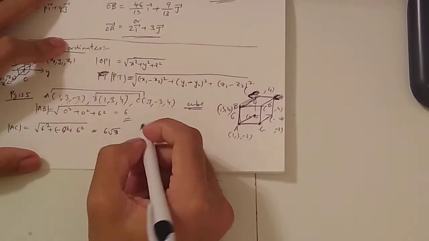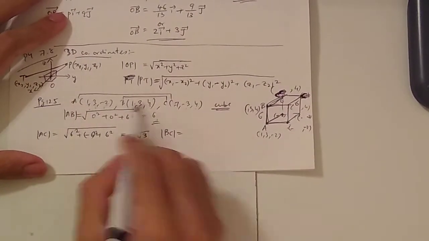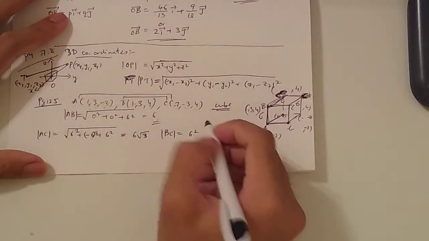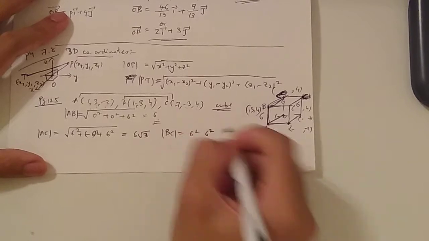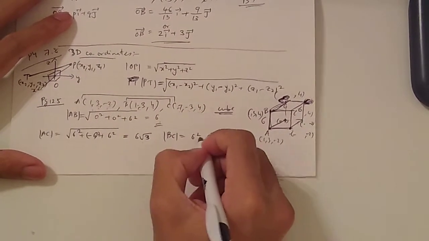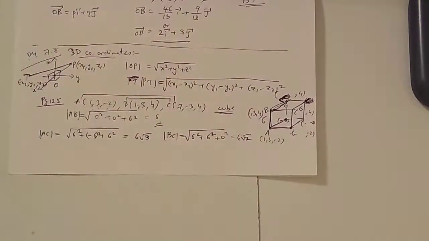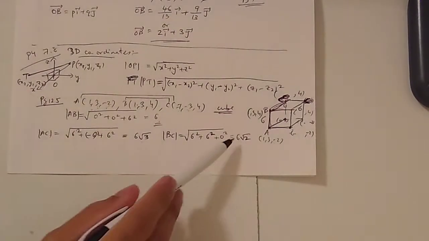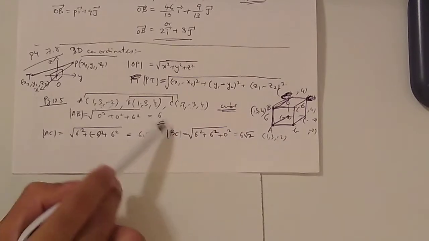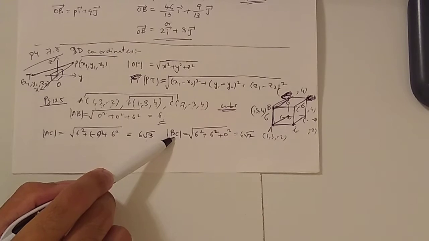Let's talk about BC then. BC is equal to the square root of (7 minus 1) the whole square, which is 6 square, plus (3 minus 3) the whole square, which is 0, plus (4 minus 4)... the whole square, which is again 6 square, and that is equal to 6 √2. Notice that this is also not equal to 6, and therefore B and C do not lie along the same edge.